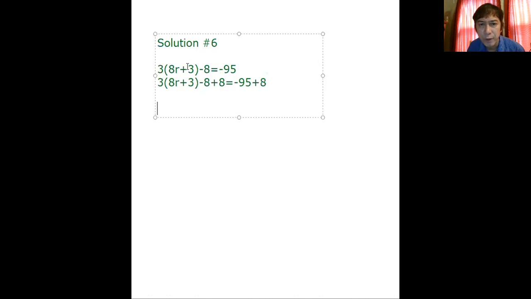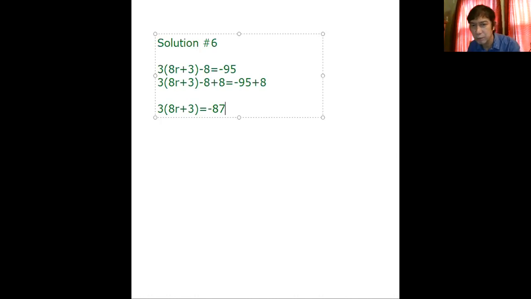All right, we're going to have here 3 times the quantity 8R plus 3, and then negative 8 plus 8 zeros out. Okay, it's a 0. So this will now be equal to, how much is negative 95 plus 8? That should be negative 87, okay? Negative 87, like this. And 87, you see, is a number divisible by 3. So we can apply division here, making the left side without the number 3.